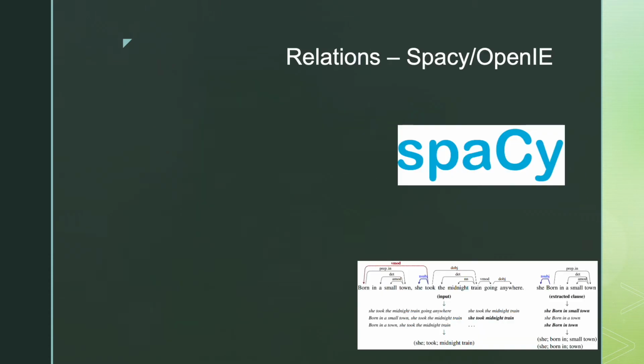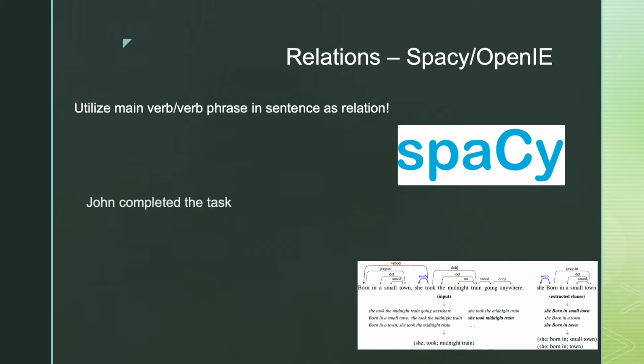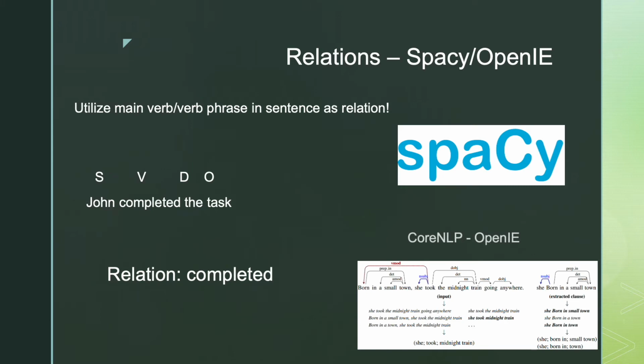So on top of VerbNet, we use two other relation frameworks, Spacy and Core NLP's OpenIE. For both of these relation frameworks, we basically use the main verb or verb phrase in the sentence as the relation. So for example, John completed the task. John is the subject and task is the object using the previous POS tagger. With the same POS tagging framework, we get completed as the verb and we say that is the relation. And then Core NLP expands upon this and gets the verb and verb phrases as different relations and also looks at different clauses within the sentences and gets different relations from that.